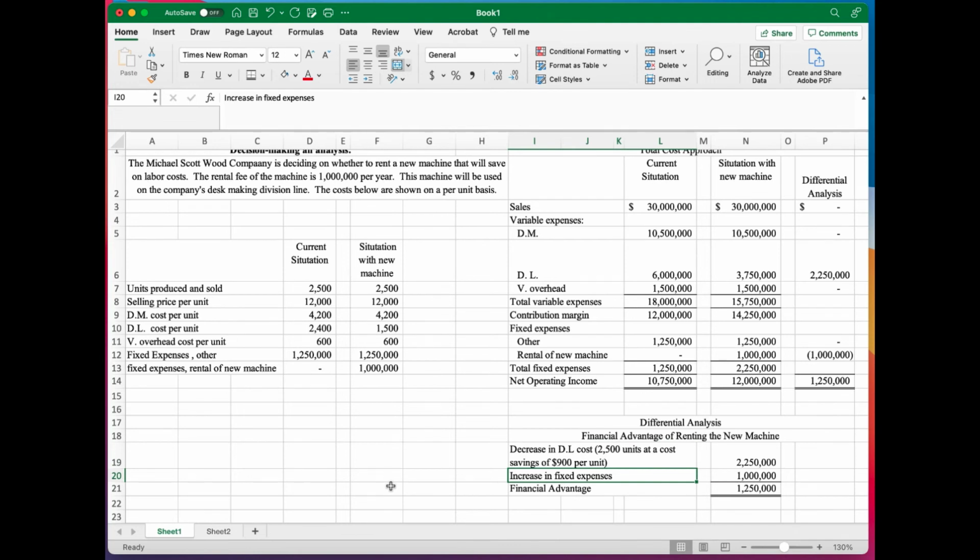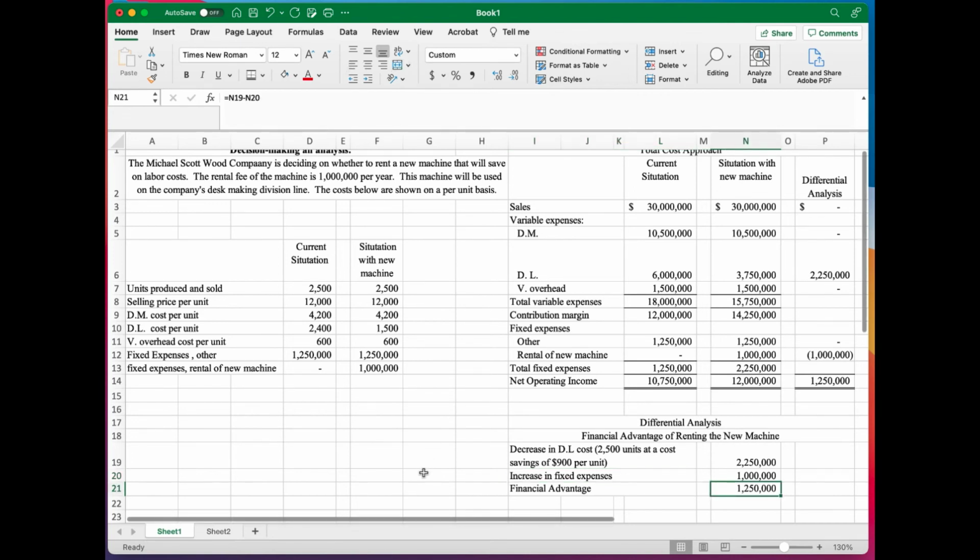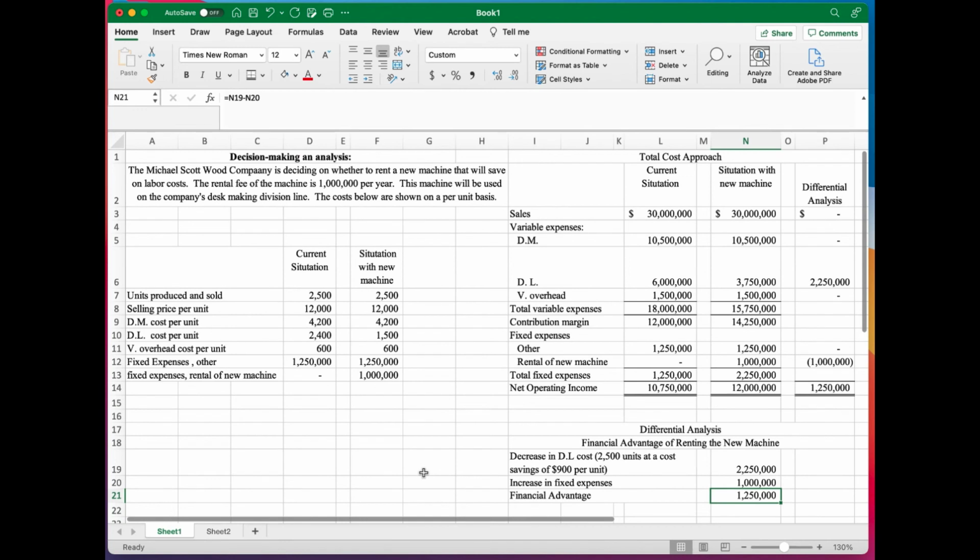I do have a relevant cost here. There's an increase in fixed expenses of $1 million. I subtract the two, my relevant cost from my relevant benefit. I see that my financial advantage is $1,250,000. Now, these two methods, the total cost approach and the differential approach, are not different, okay? Meaning, we will not get different numbers, okay?